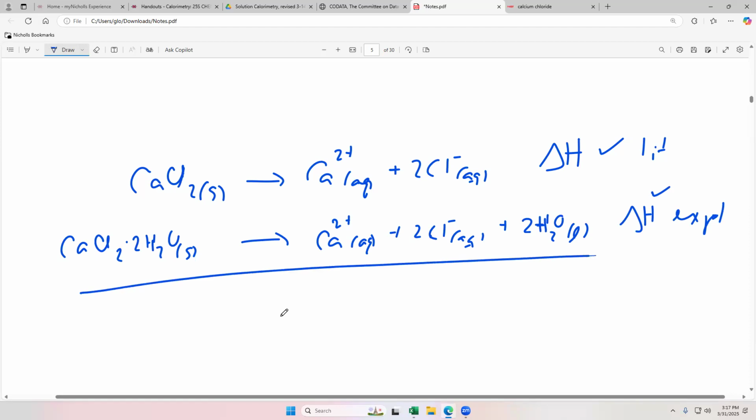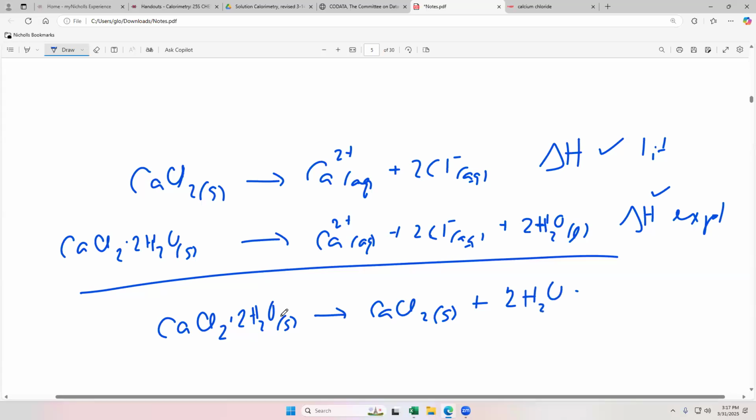We know this one from experiment, correct? So we can combine these two. We want the delta H for the dehydration of calcium chloride dihydrate. So you want a reaction where calcium chloride·2H2O solid ends up without its water of hydration, but it's still a solid, plus 2H2O liquid. My intention here is for you to be able to apply Hess's law. Can you combine these two equations, let's call them equation 1 and equation 2, to get this overall equation, which is the dehydration of calcium chloride dihydrate.